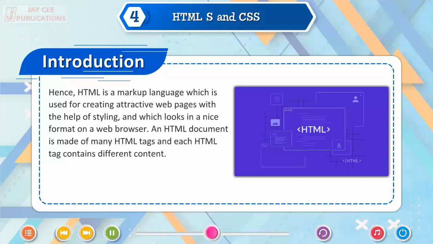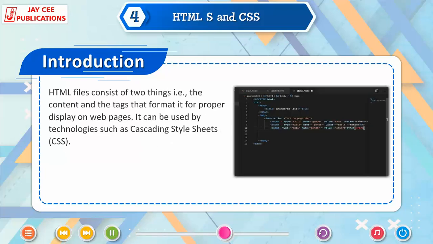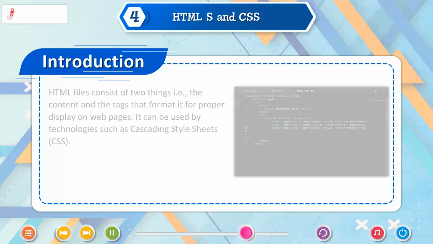An HTML document is made of many HTML tags, and each HTML tag contains different content. HTML files consist of two things, that is, the content and the tags that format it for proper display on web pages. It can be used by technologies such as cascading style sheets, CSS.